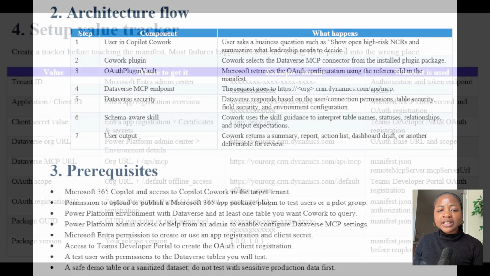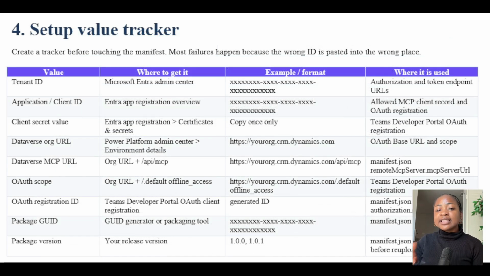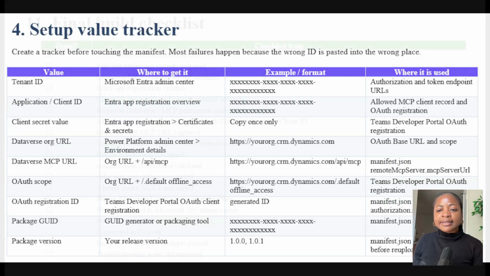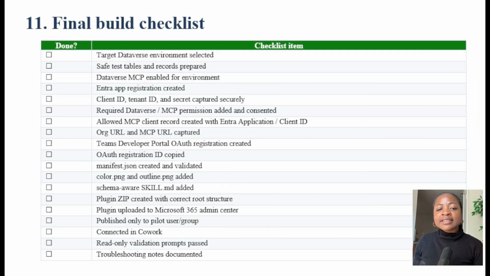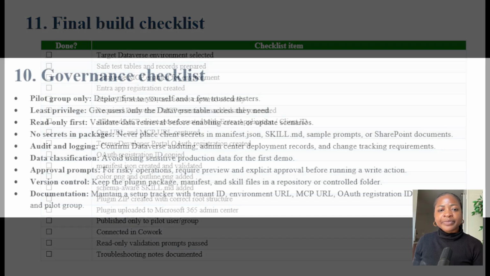Yes, so now this is just a set of value trackers for all the things that we are going to build, and there are values that you need to track. Yes, and then this is the final build checklist. We will come back to it later to double check that we have everything available and ready for us.